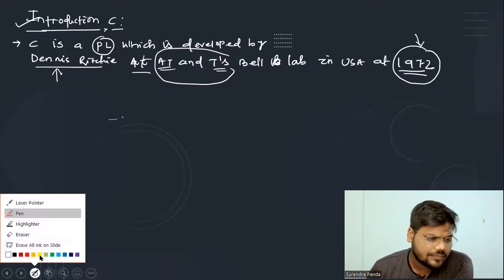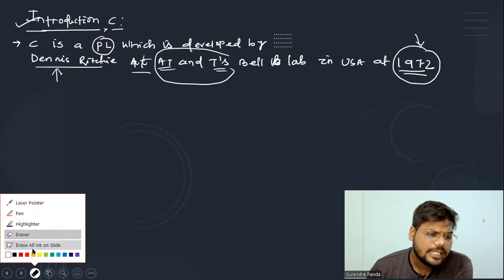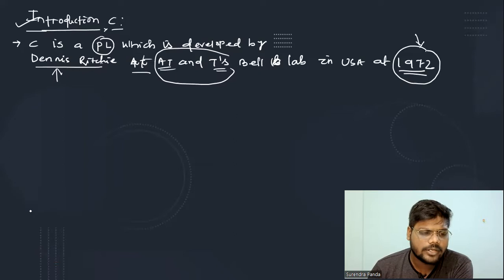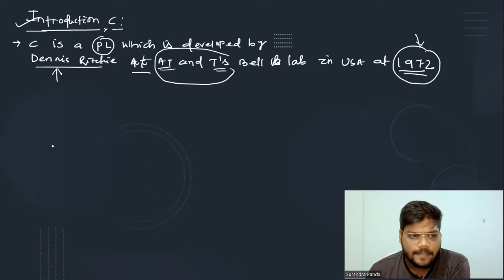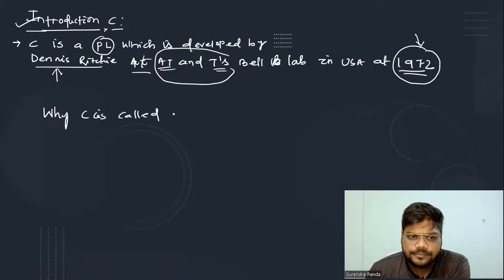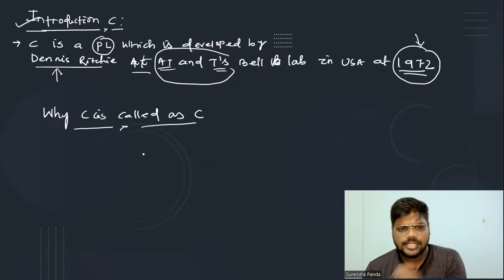Next, if you observe very carefully, sir, why is C called C? Why not B? Why not A? Why not X? Why not Y? Z or something like that. Okay, the naming: why is C called C? Observe very carefully. Why is C called C, not another programming language? What is the reason behind it? The reason is very simple.